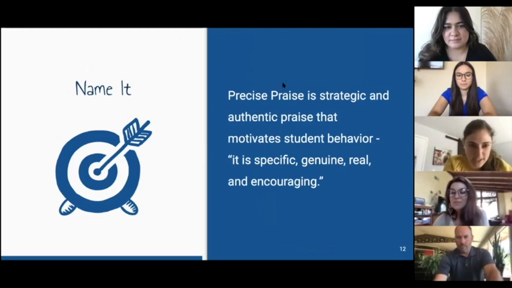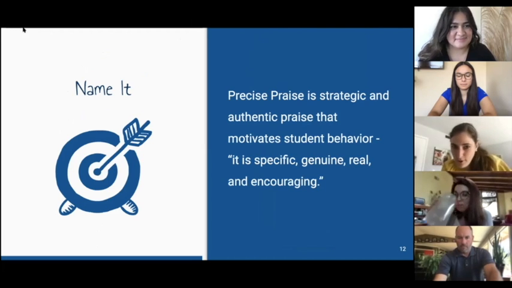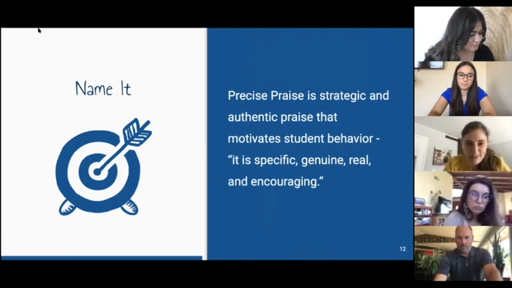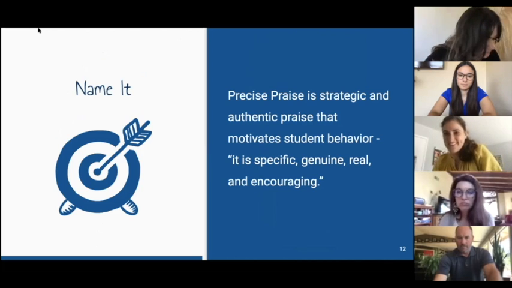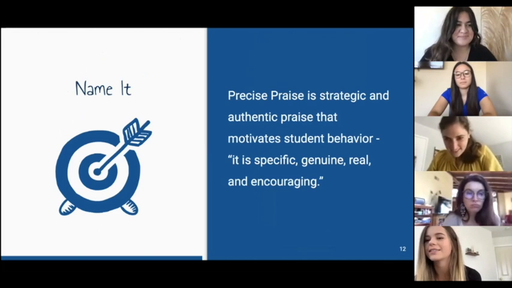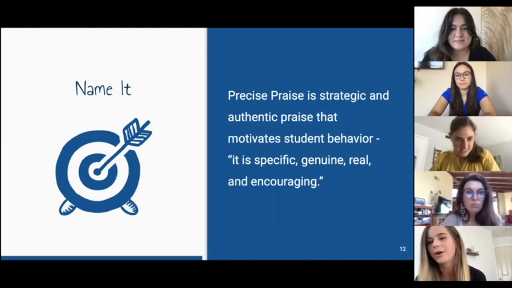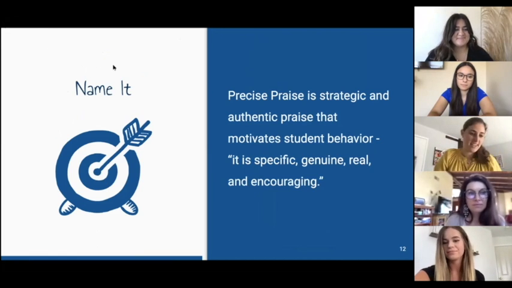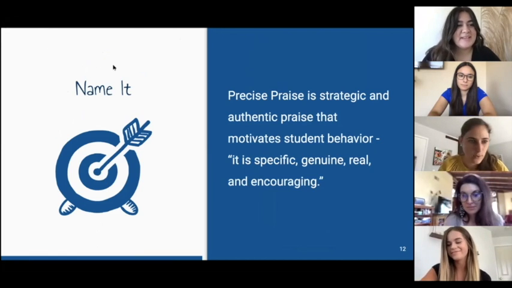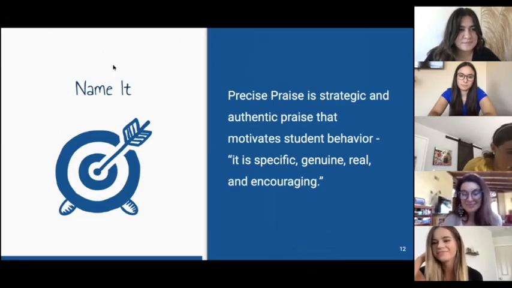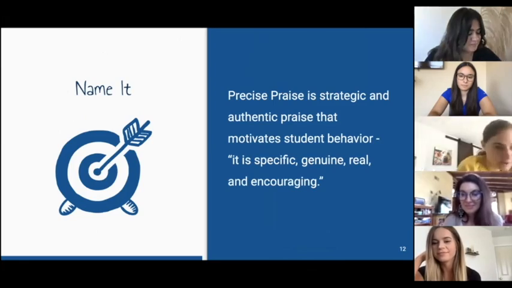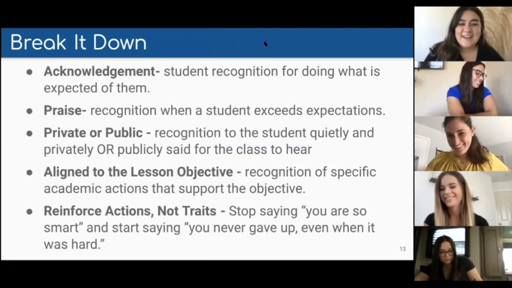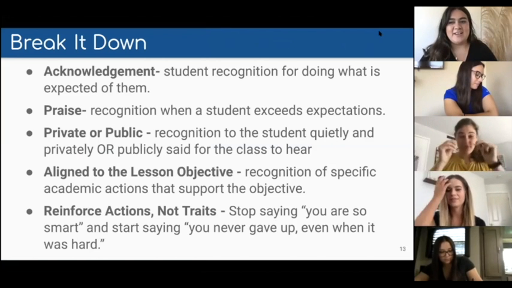And this is where we name it. So Haley, would you mind reading this for us, please? Not at all. Precise praise is a strategic and authentic praise that motivates student behavior. It is specific, genuine, real, and encouraging. Thank you. And if you want to take a moment, you have a space for that, I believe, in your note catcher. So now we have a break it down.